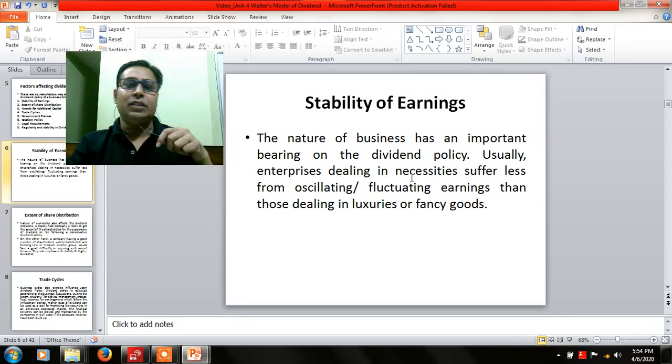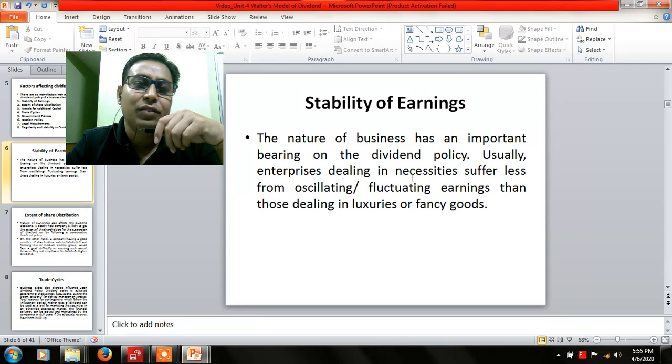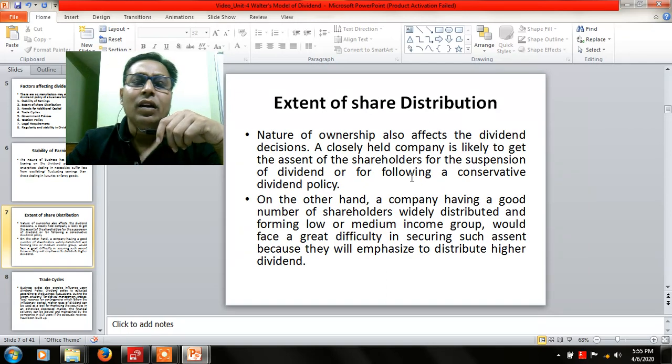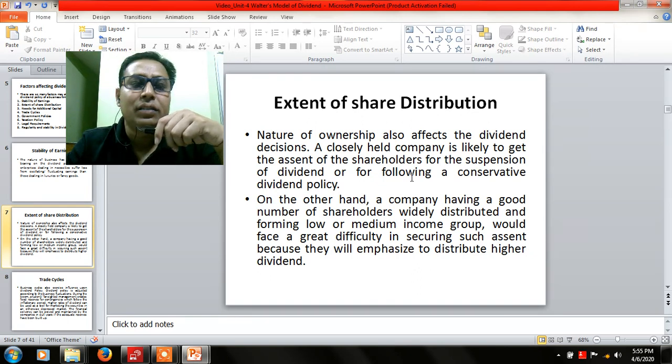Let's come to the stability of earnings. The nature of business has an important bearing on the dividend policy. Usually enterprises or companies dealing in necessities suffer less from fluctuating earnings than those dealing in luxuries or fancy goods. So these kinds of earnings are considered under the stability factors. Okay. Extent of share distribution is also an important factor which affects the dividend policies.